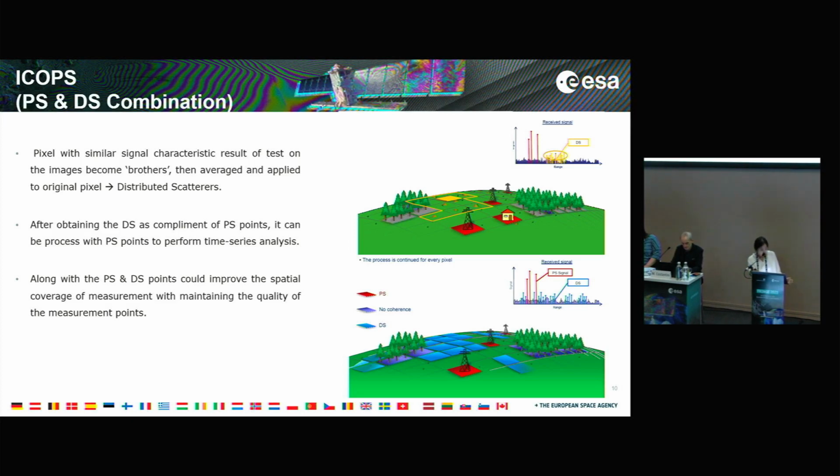Pixels with similar signal characteristics, as a result of the test on the images, become broader, are averaged, and are applied to the original pixels. This is called distributed scatterers, DS. After obtaining the DS as a complement of PS points, it can be processed with PS points to perform the time series analysis. Along with the PS and DS points, it could improve the spatial coverage and measurement while maintaining the quality of the measurement point.